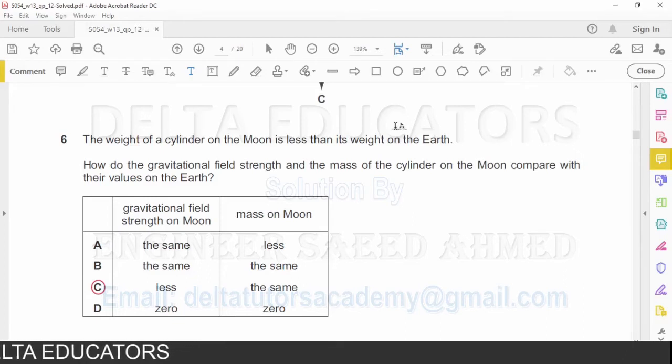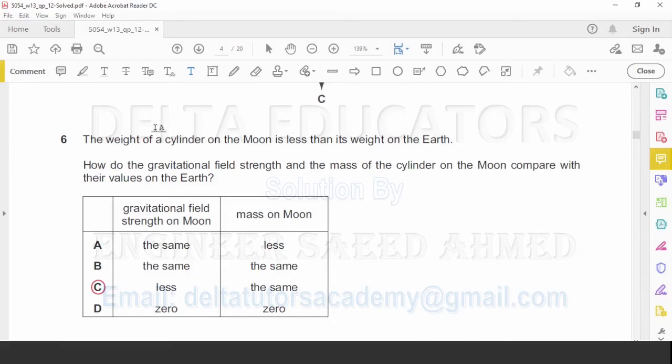Now what about the gravitational field strength? In the previous question we have checked that weight is given as product of mass and gravitational field strength. Mass is constant, so we can say weight depends on the value of gravitational field strength. With the increase in gravitational field strength, weight increases, and with the decrease in gravitational field strength, weight decreases.